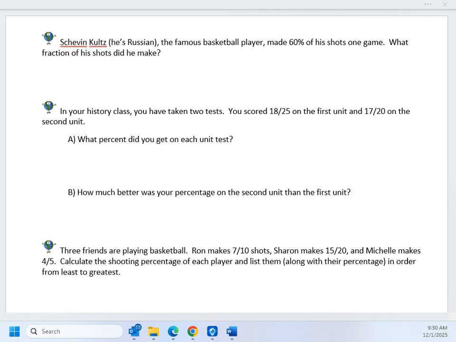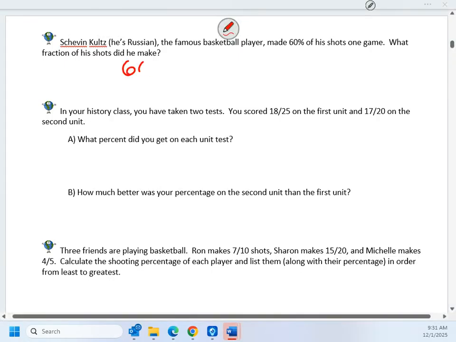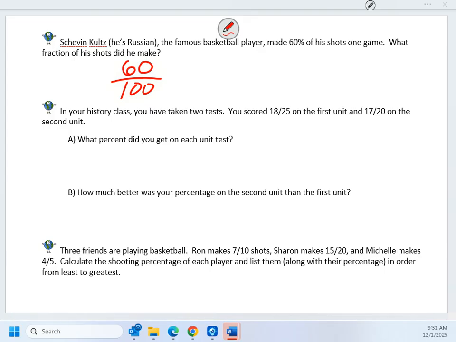So, Shevin Kultz, he's Russian, the famous basketball player, made 60% of his shots one game. What fraction of his shots did he make? What do you think our first fraction we should write would be? Leo? 60 over 100, because we know 60% is 60 hundredths. Am I done? Shantria, why am I not done?